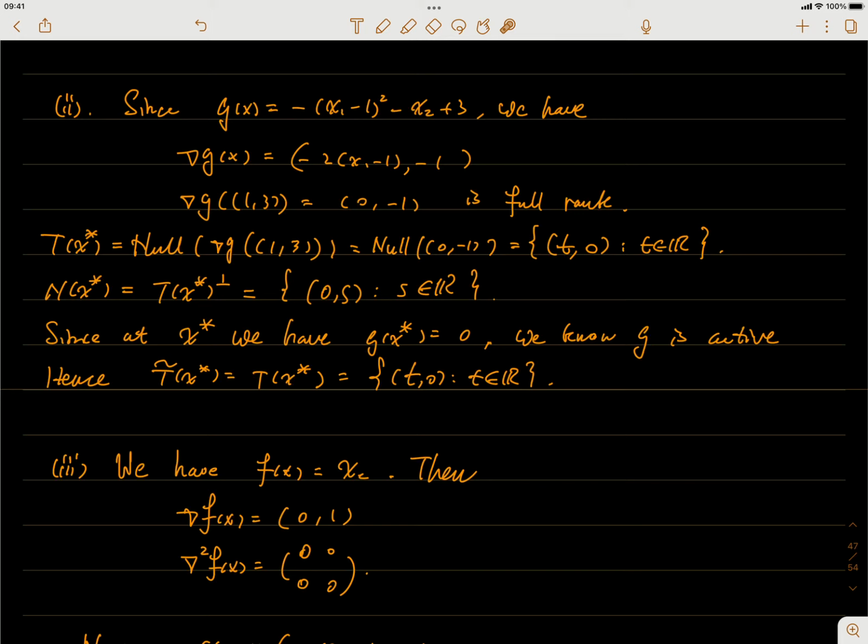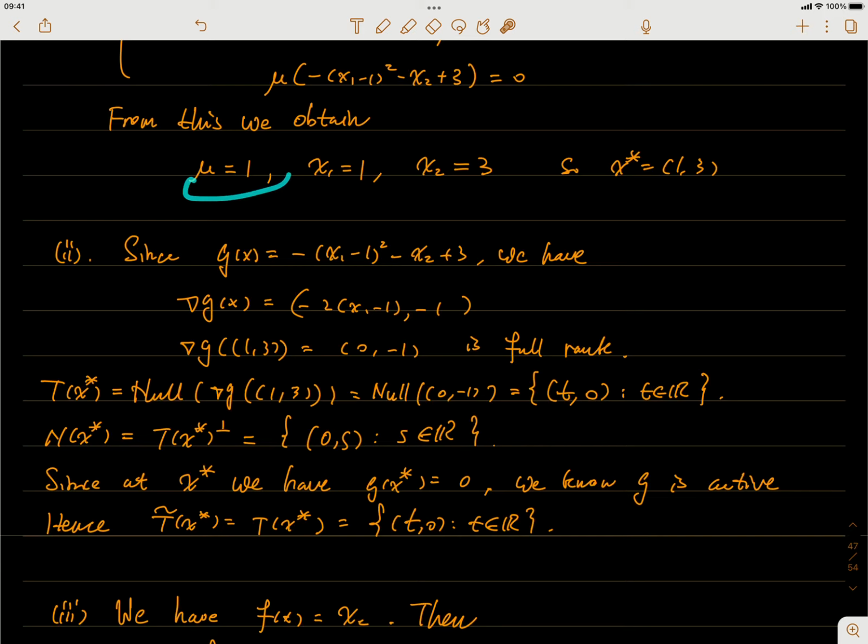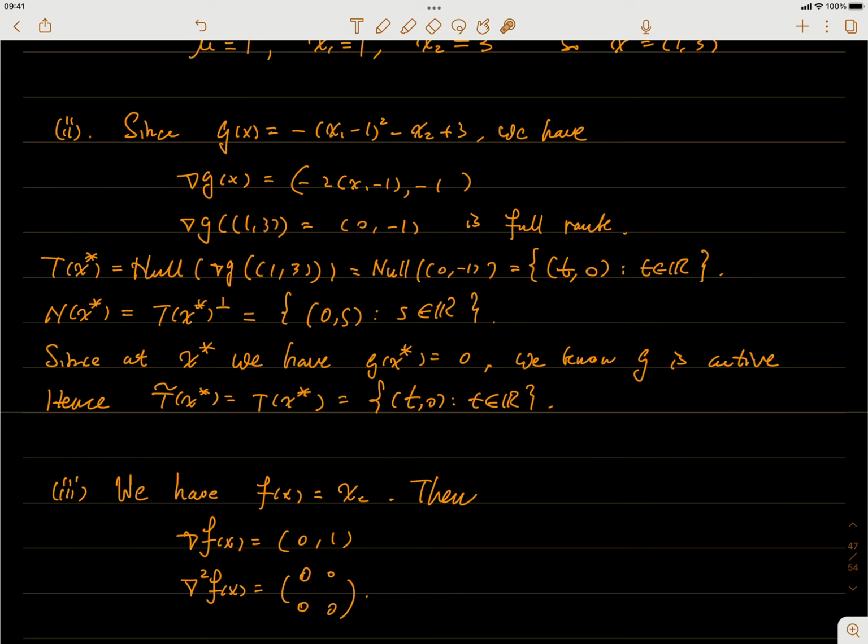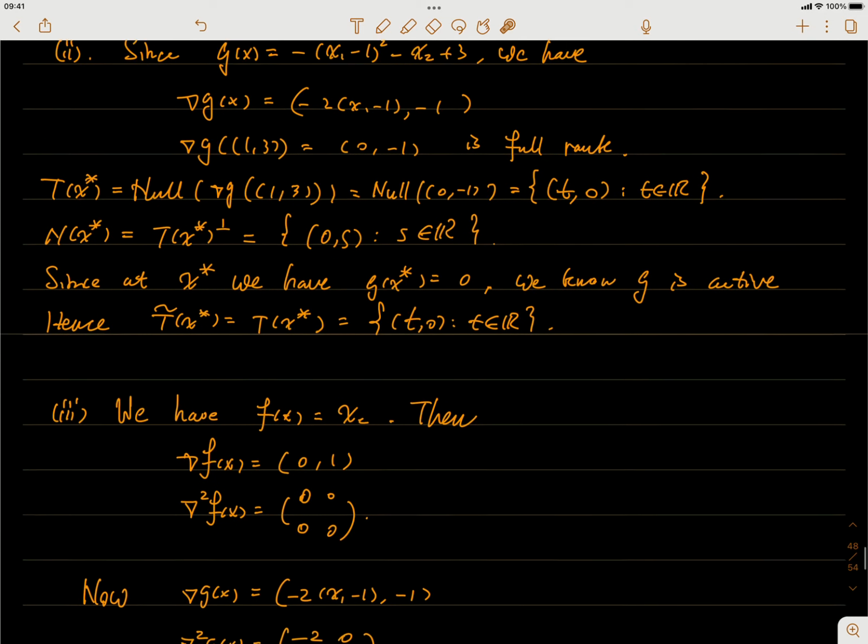And finally, for the T tilde, we need to look at the constraint g, and we know that the corresponding mu is non-zero, right? Mu is equal to 1. So in this case, T tilde is just T, which is the null space of the gradient of g, and that is this space. I just copied it here. That's T tilde. So that's the second question.